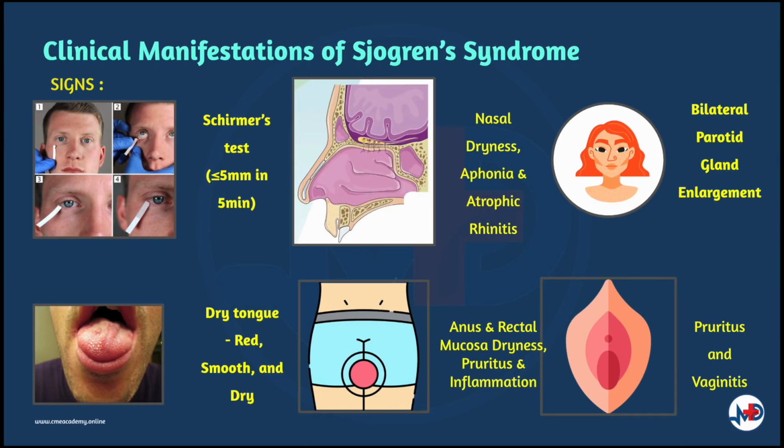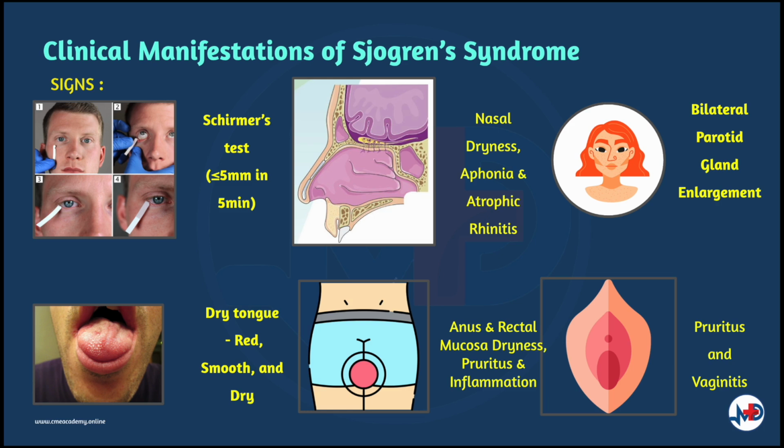Now, upon examination in the orifice, a clinician may find corneal lesions and decreased tear pool. A dry tongue would present as red, smooth, and dry, and this may also be associated with scaly lips, bad breath, dental caries, and chronic oral candidiasis. There may be parotid duct narrowing, with bilateral parotid gland enlargement.